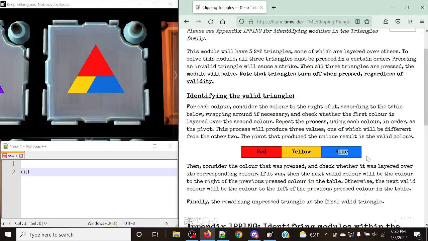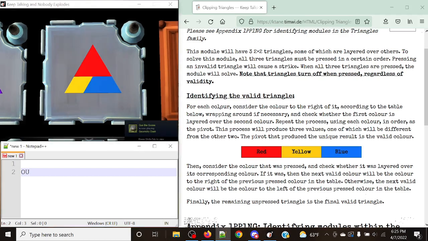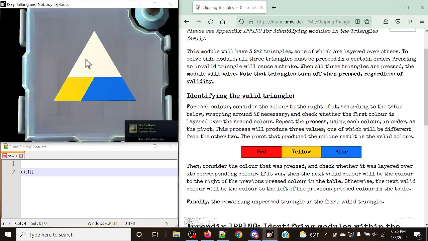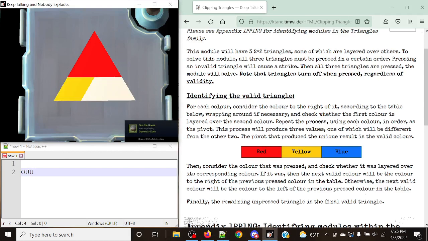Now, for blue, we need to check if that is layered over red, because it's always going to be to the right for this first bit. Is blue over red? In this case, as we mentioned, no, it is not. The top part of blue is layered underneath the red, so that means red is going to be the topmost layer. And we have over, under, and under. That's the way that this model looks.